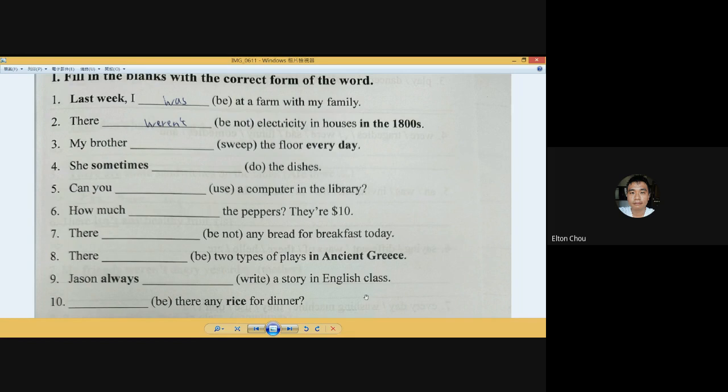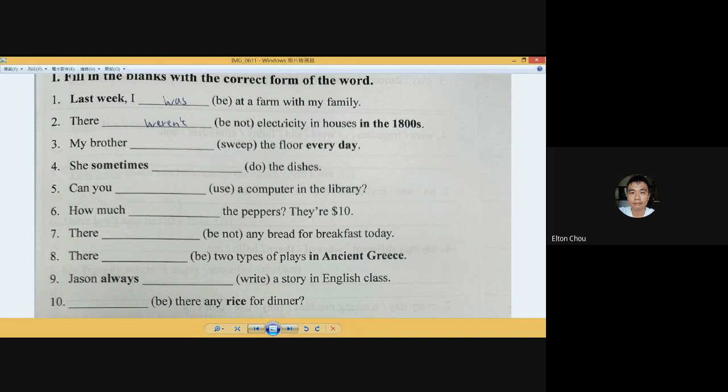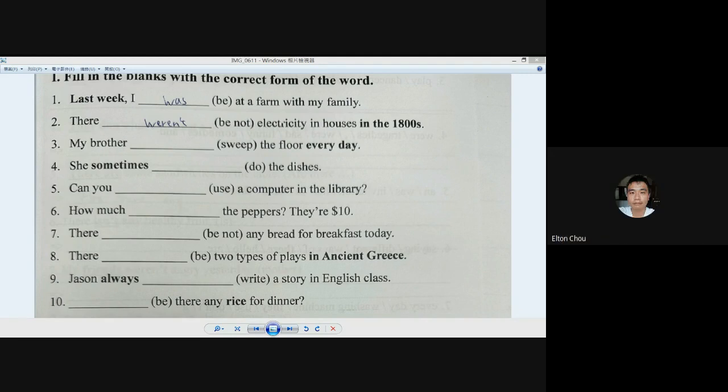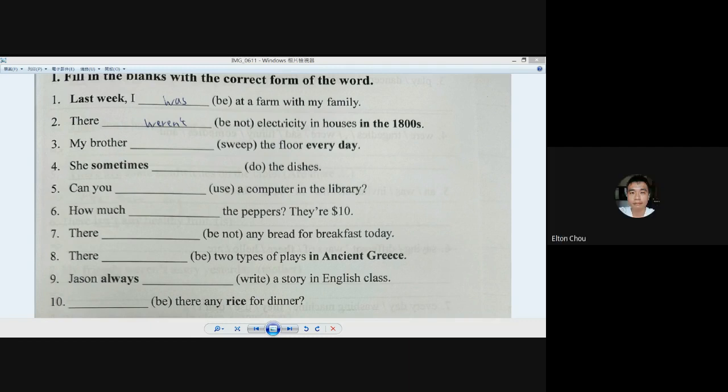Hello, Penguin 2. Since we have a winter vacation assignment, let's review the materials that we need for our winter vacation assignment. Of course, if you finish, please make sure you try to do the correction. Okay, great. So first of all, we have learned three tenses.